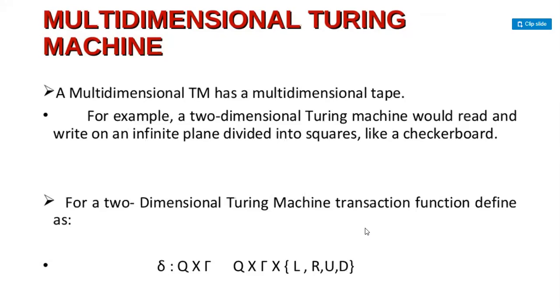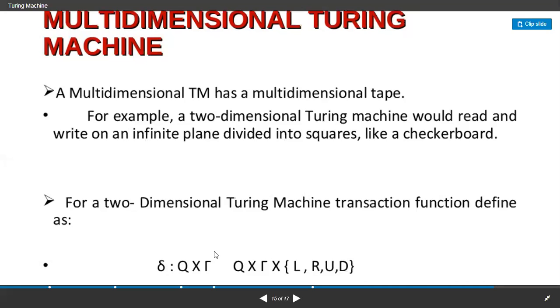So for a two-dimensional Turing machine, we have a transition function that is defined like this. Along with left and right, we add U and D, because this is a two-dimensional Turing machine, right? If it is three-dimensional, we need to take 3. If it is four-dimensional, you need to take 4. That means U and D.